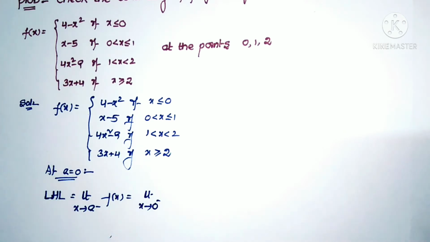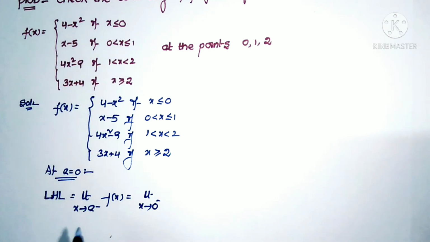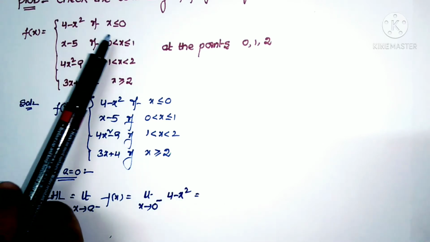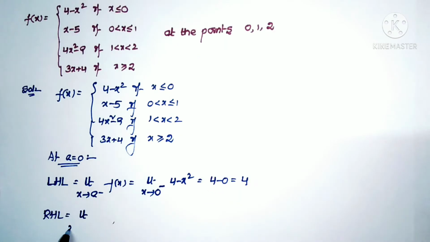That is, limit x tends to 0 minus f of x. 0 minus means x less than 0. For x less than 0, the function is equal to 4 minus x square. So we take the function value 4 minus x square. Now substituting x is equal to 0 here, 4 minus 0 is equal to 4. Therefore the left hand limit is equal to 4.